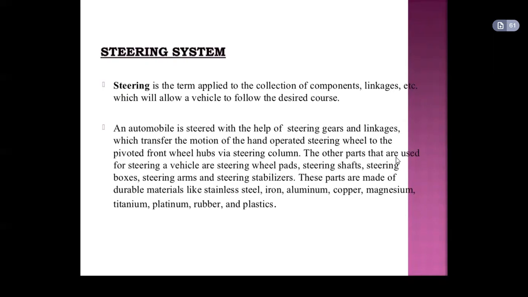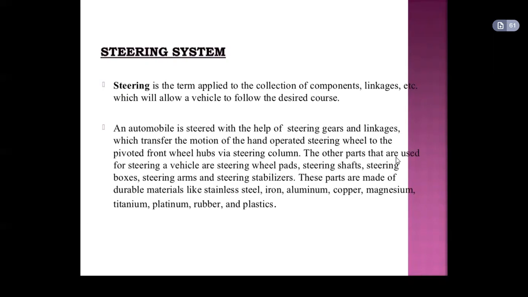Means, in case of an automobile, one wheel is provided at the driver's place, and in case of a four-wheeler, if we turn that wheel, then the column which is attached to that wheel also rotates, and due to that the linkages which are attached to this column are also rotating or moving.